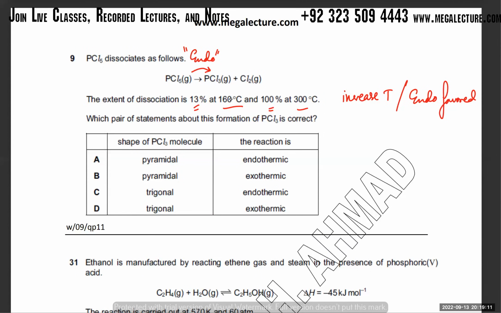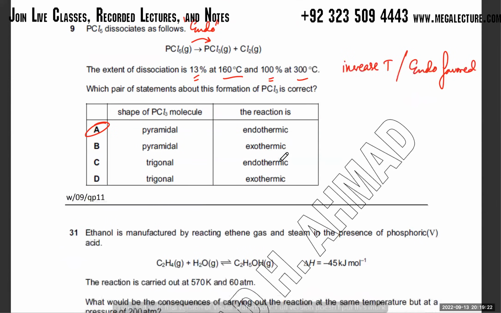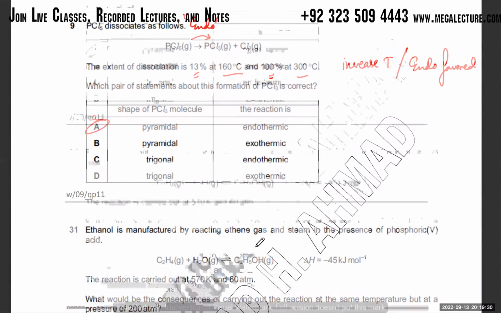The reaction is endothermic. Before that we did shapes. PCl3 is pyramidal. The answer will be A. Ignore this one, endothermic. Is that clear? Yes, sir. Okay, so what else?